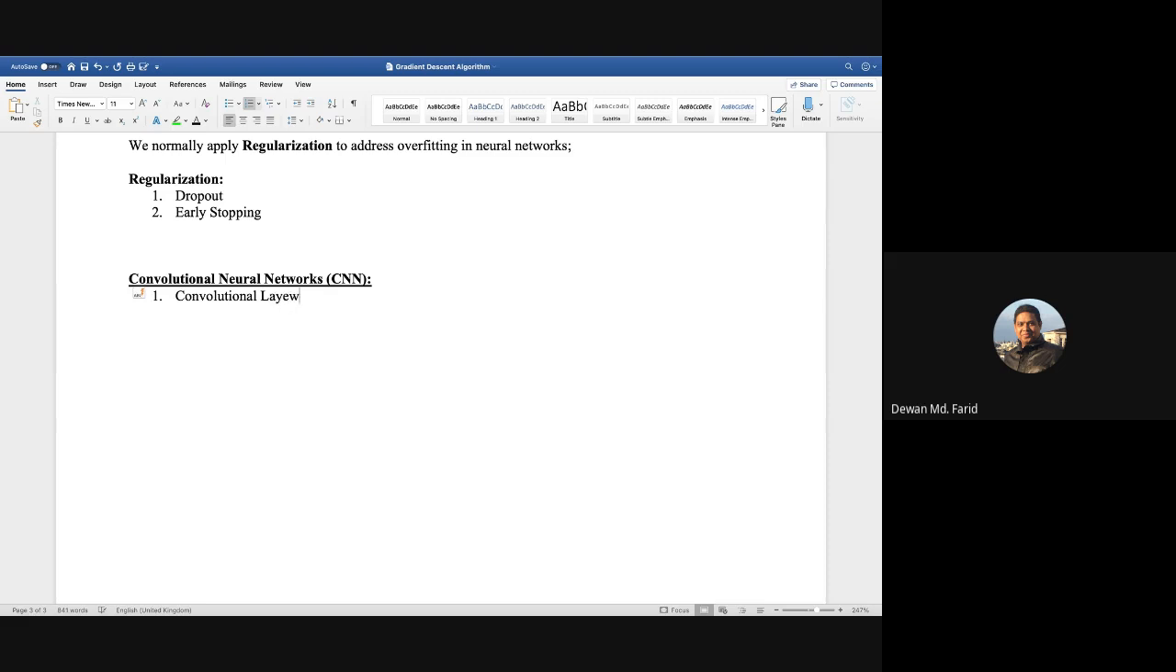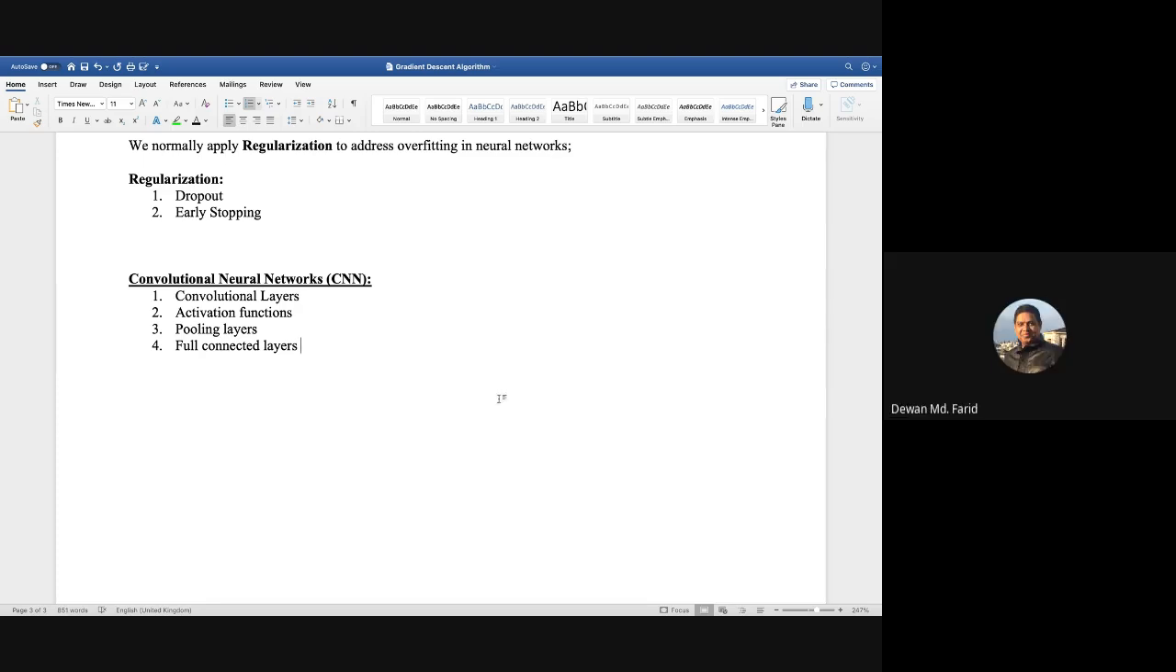Activation functions, pooling layers, and fully connected layer. Is it clear? Yes, sir.